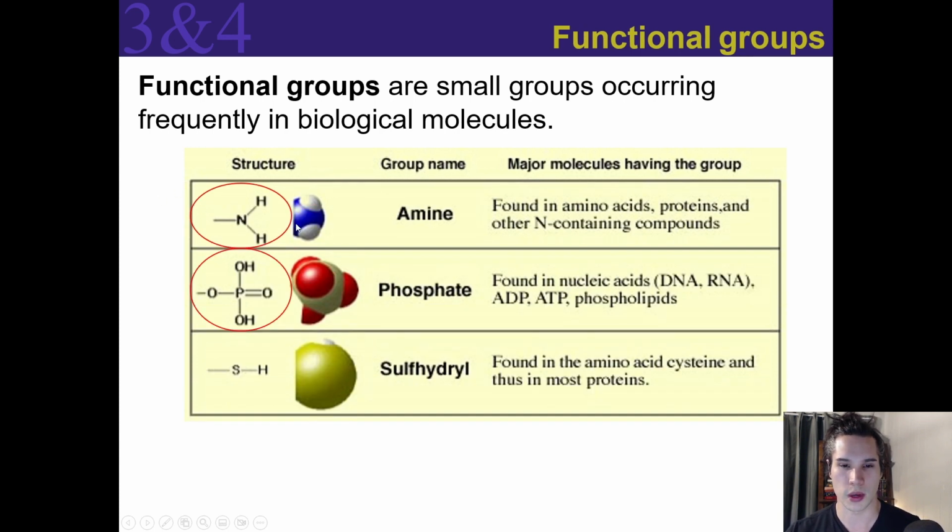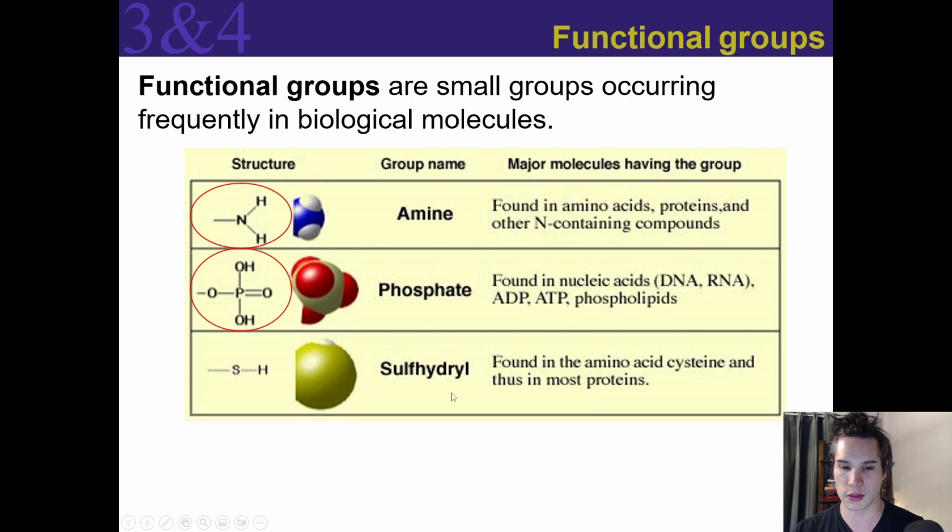Next, we have the amine group. This is found in amino acids, and amino acids compose proteins, and in all other nitrogen-containing compounds. Next, we have phosphates. Phosphates are very important, and we're going to be talking a lot about them in this class. A phosphate group is pretty much a central phosphorus surrounded by oxygens. You're typically going to find this in DNA, RNA, and also in ADP and ATP: adenosine diphosphate, meaning you have two phosphates, and adenosine triphosphate, meaning you have three phosphates. You'll also find phosphates in your phospholipids.